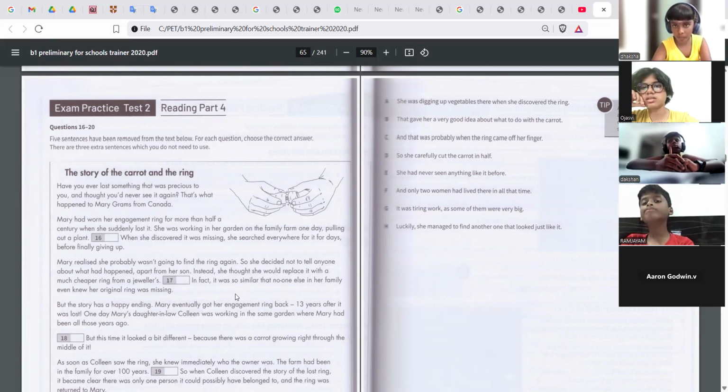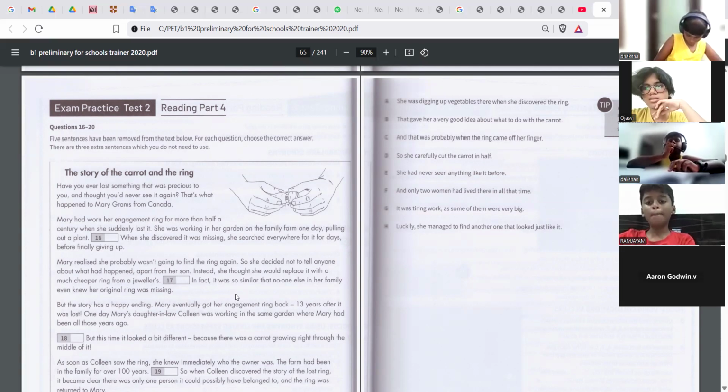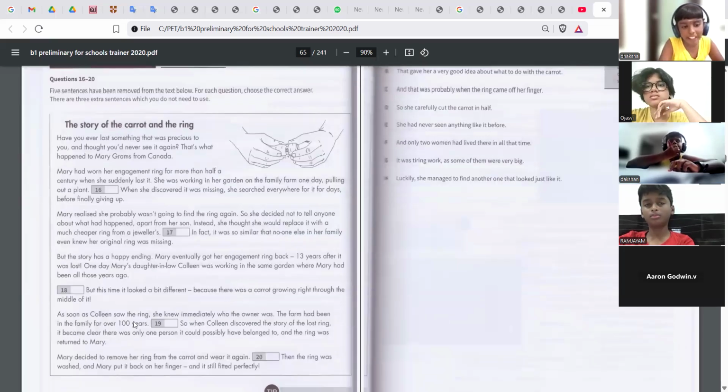Who are the two women? Name them. Mary and Colleen. How are they related to each other? Sir, mother-in-law and daughter-in-law. Excellent, excellent. Now look at the big one. 19 is the sister-in-law.